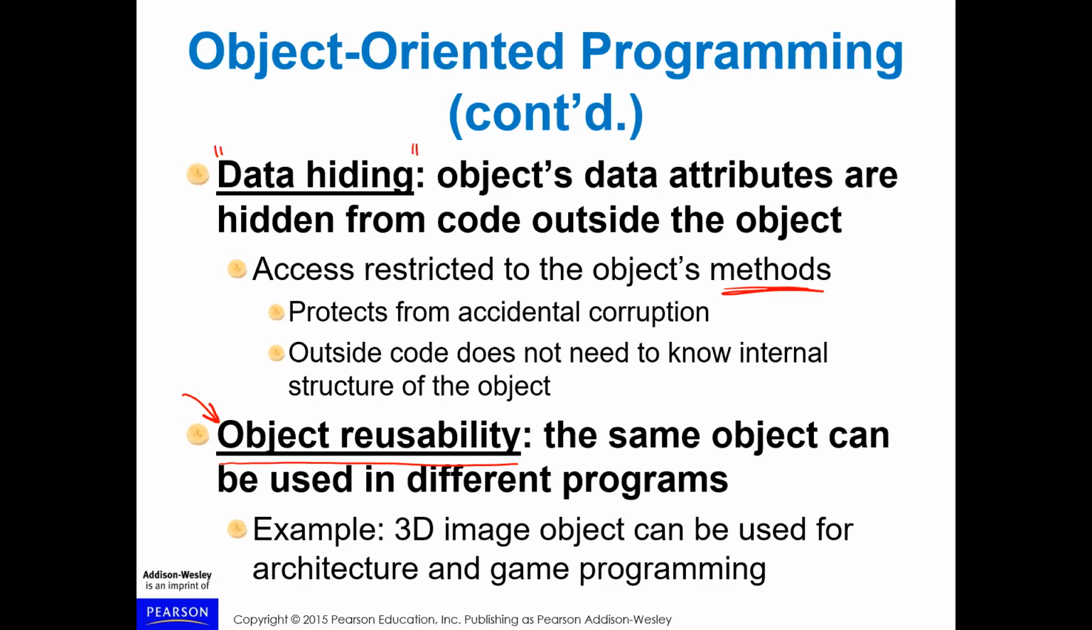So in object reusability, the same object can be used in different programs. You can always just bring in that class, as it's called, and then create instances of it in your programs. Okay, and you can always reuse it. So for example, you create a class for a 3D image object, and it can be used for architecture and game programming.